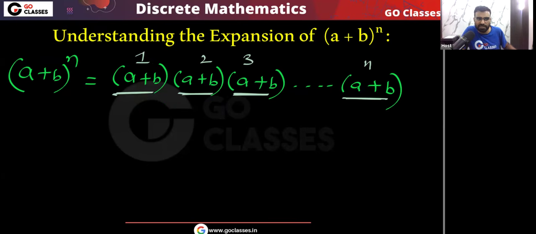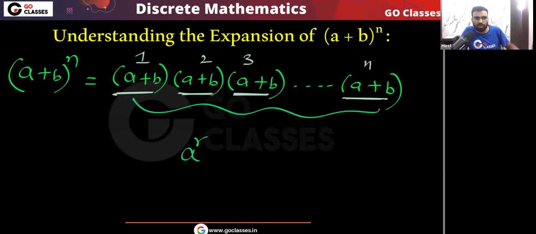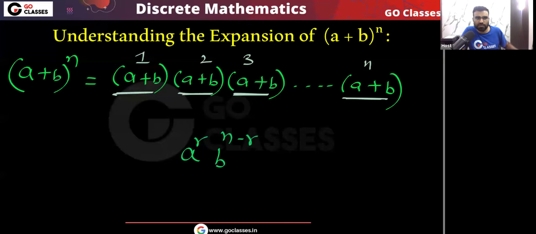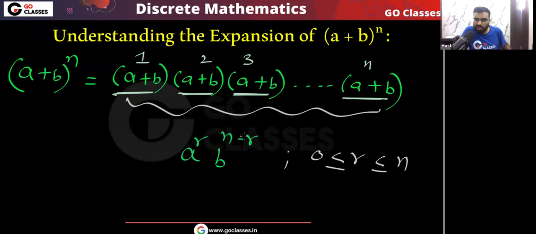So you will get terms of this type: a^r. If r of them are giving you a, then the remaining n minus r will give you b. So this type of term you are going to get. And what is the range of r? You can see r can be from 0 to n. If none of them is giving you a, then all are giving you b, so r can be 0. The maximum value of r can be n, if all of them are giving you a and none is giving you b. So the range of r is 0 to n.